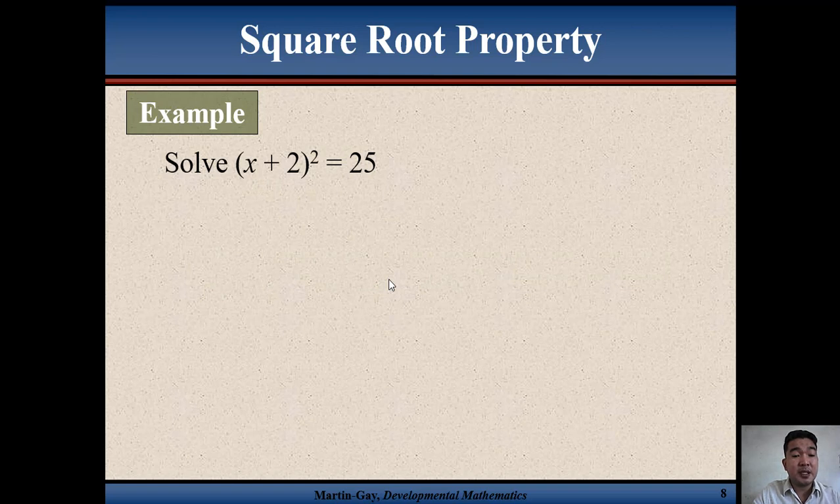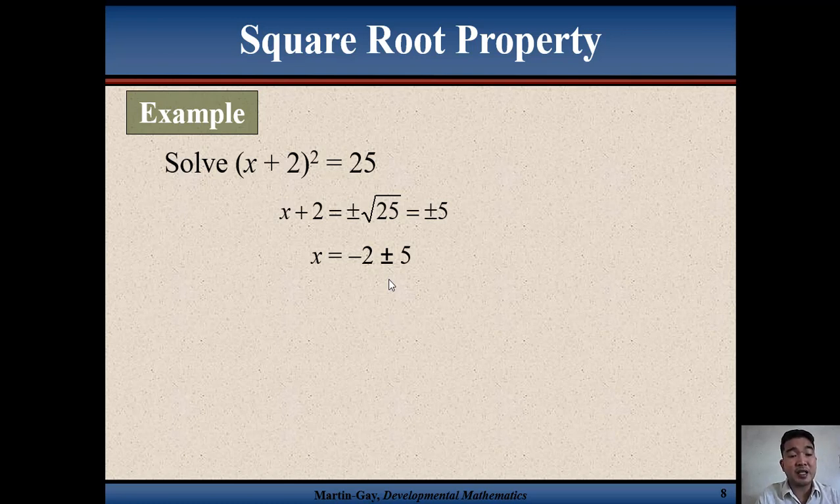Another example, the quantity of x plus 2 squared equals 25. So we extract the square root. We'll be having x plus 2 equals the square root of 25, which is plus or minus 5. And then we simplify it by transposing positive 2 from left to right, or by using the addition property of equality. We add negative 2 to the left and right side of the equation.